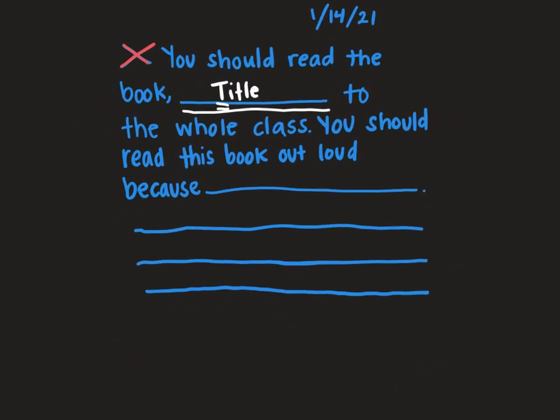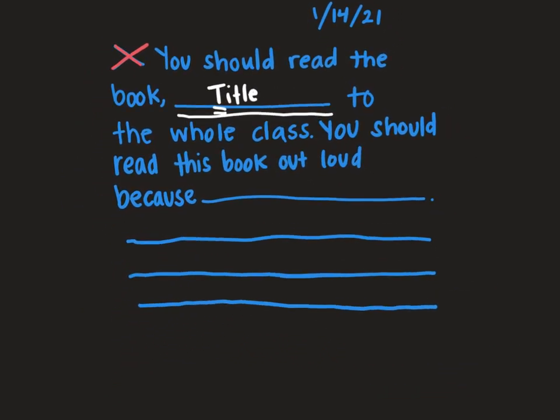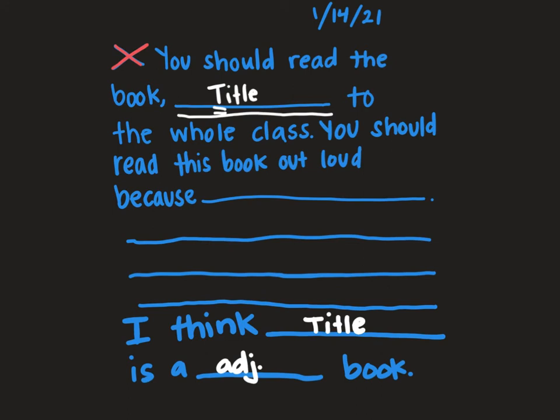And then when you think you've written enough to persuade, to convince us, then you have to close your paragraph with a conclusion sentence. So it's wrapping your paragraph up. It's telling the reader, in this case your teachers, that that's the end of your persuasive paragraph. So if you'd like, you can use this sentence starter. I think blank, the title of your book, is a blank book. Think of an adjective to describe that book.